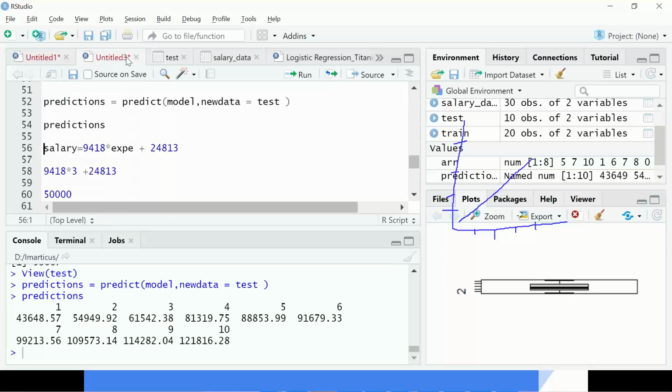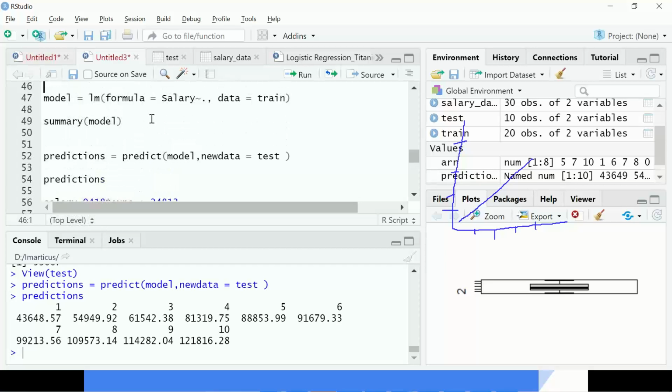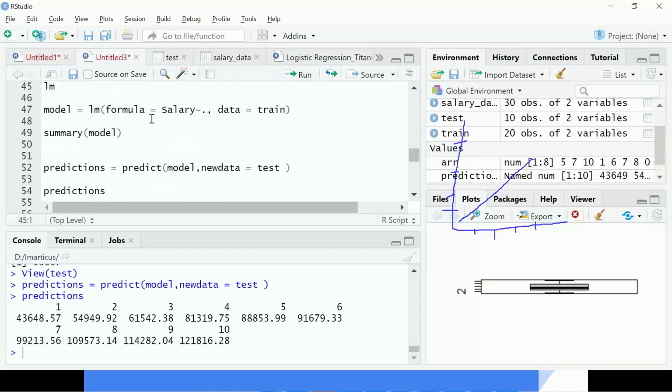So all of you please write the code first of all. With this, congratulations to all of you for building your first model, right?